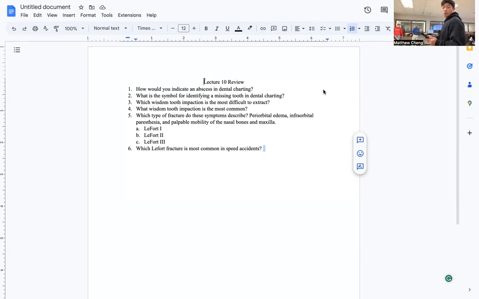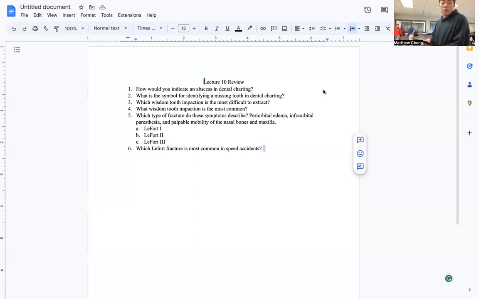And then, which one is the most common wisdom tooth impaction? Mesioangular. It's another one that he just doesn't have in the workbook, but he'll say it in the lecture. I think it's those two, and I tried to include them because of that.